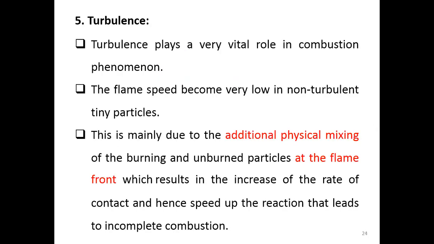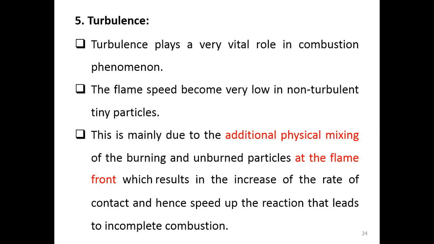Number 5, the engine variable on the second stage of normal combustion is the turbulence. In general, we know that turbulence plays a very vital role in the combustion phenomenon. The flame speed is low in non-turbulent situations. If we have non-turbulent flow, the flame speed is low. Why is the flame speed low in non-turbulence?